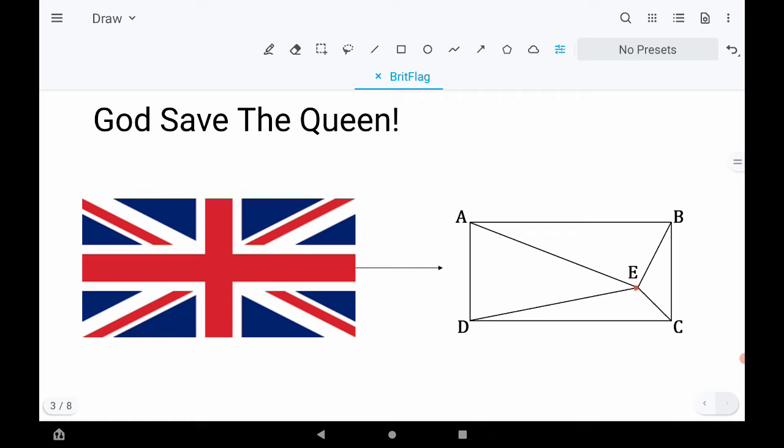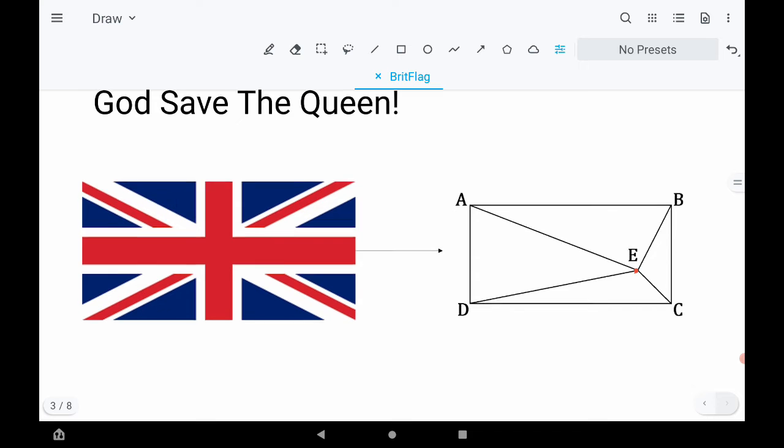Before we learn the theorem, let's take a look at the configuration at hand. The British flag with the Union Jack is on the left side, and it kind of resembles our configuration, the geometric one on the right, and hence the name. So we have a rectangle ABCD here, with a point E in the middle. We also draw in line segments EA, EB, EC, and ED connecting E with the vertices of the rectangle.